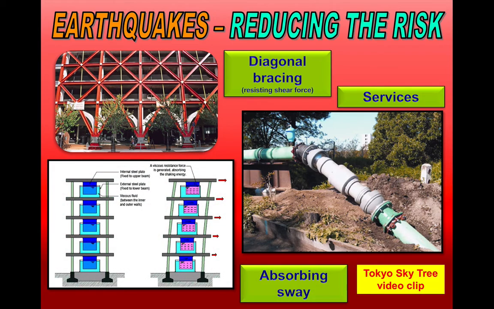Some tall buildings in earthquake-proof areas are designed to actually absorb the energy, to sway with the shaking, rather than resisting the shaking rigidly. This can be a way of dissipating the energy. So the energy goes in making the building move, rather than in breaking the things that hold the building together. If you watch the video on the Tokyo Skytree, that'll show you how that works.